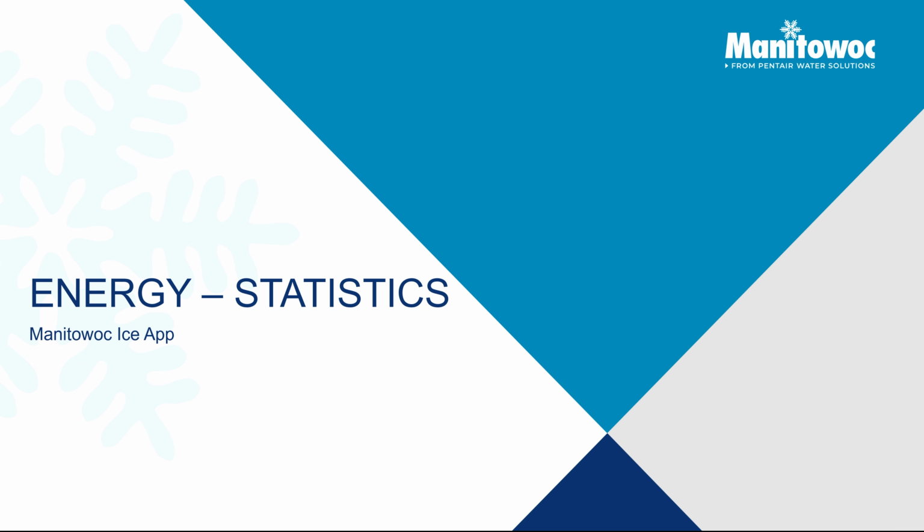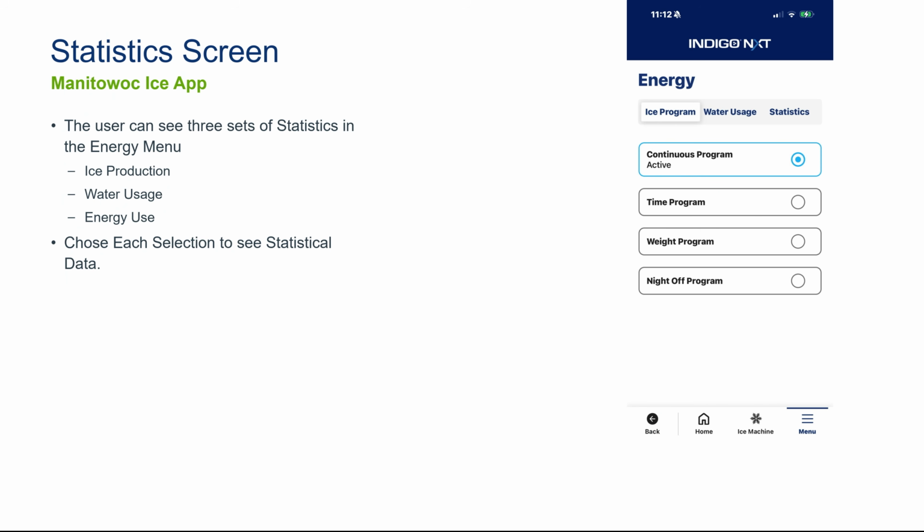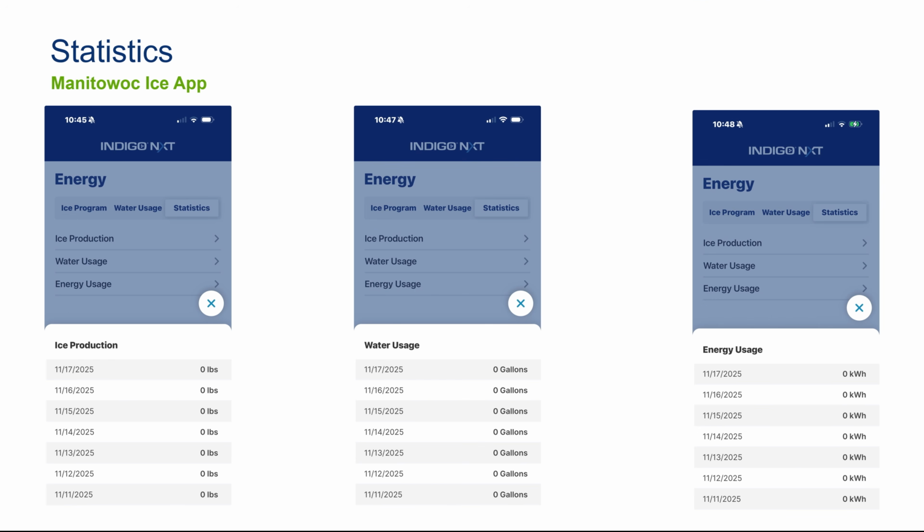So we're going to talk about our energy screen and statistics. So we're going to go into our menu, statistics. Here you can see how much ice has been produced, how much water has been used, or how much energy has been consumed on this ice machine going back the last 7 days. It's going to keep that information.